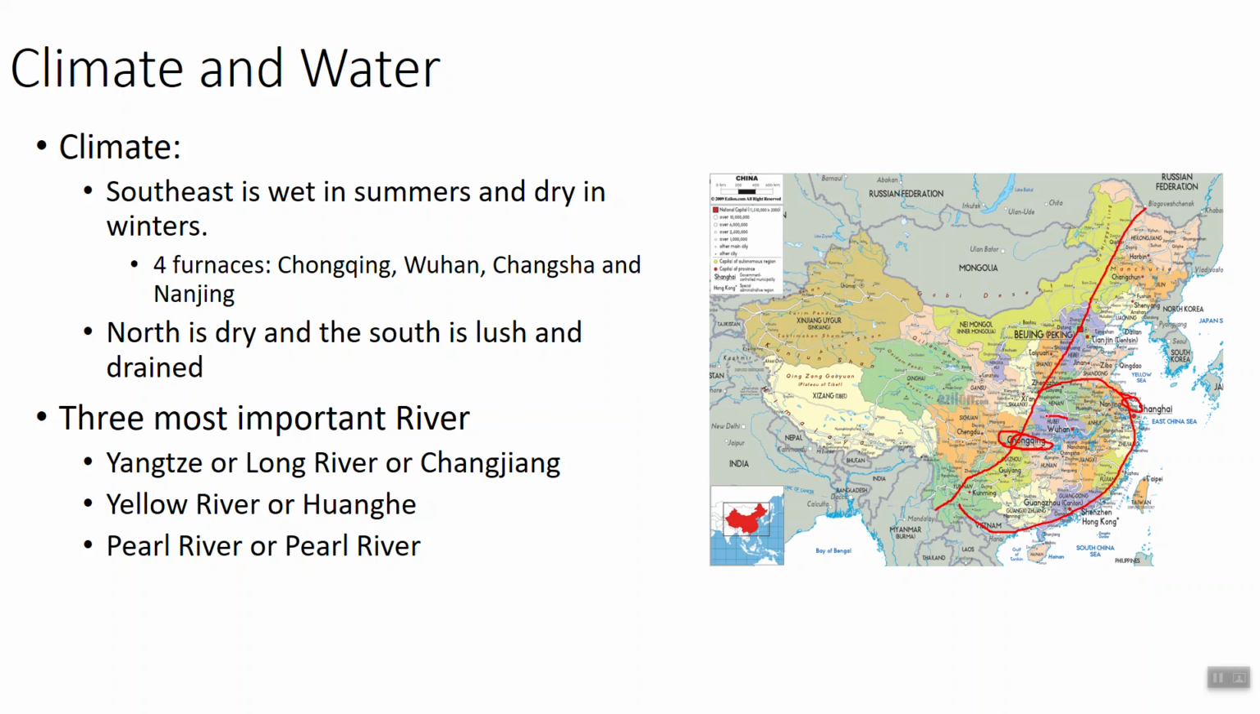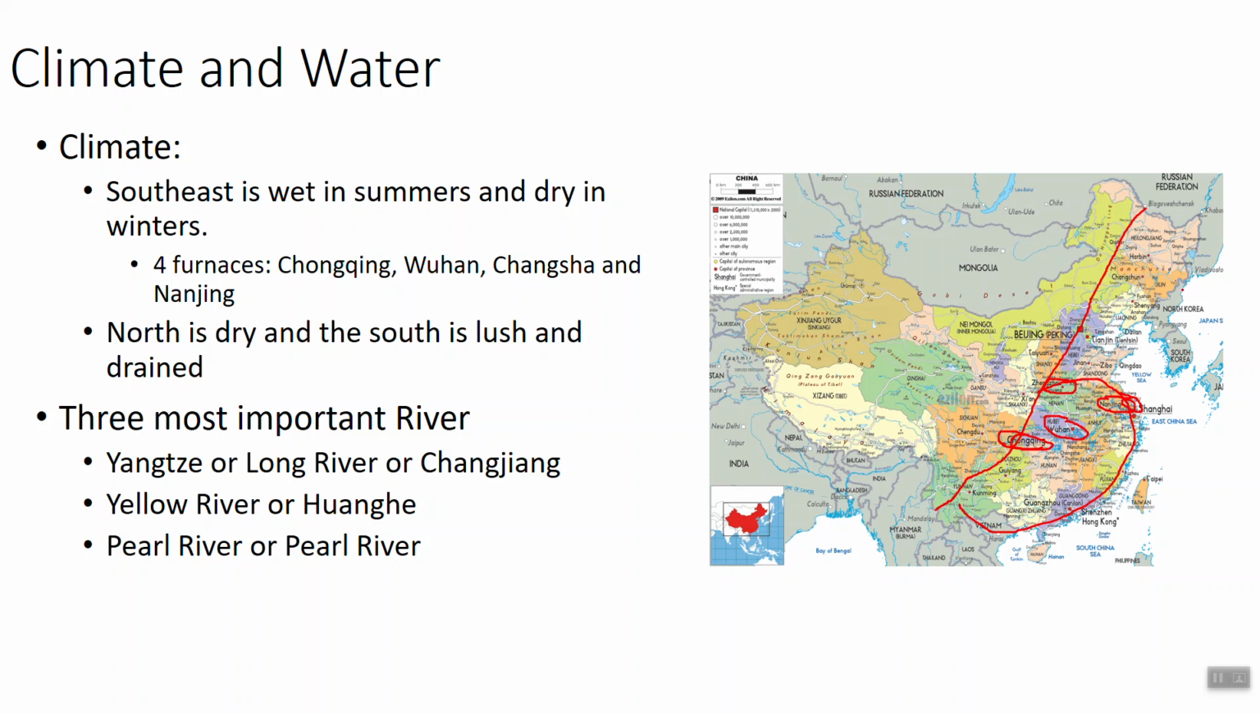The second city is Wuhan, which is here, the third city is Changsha, and the fourth one is Nanjing. So these are the four furnaces, and they have very well developed economies because, as I said, they are located in the southeast, but they are definitely very, very hot and humid in the summer. So this is about the southeast.